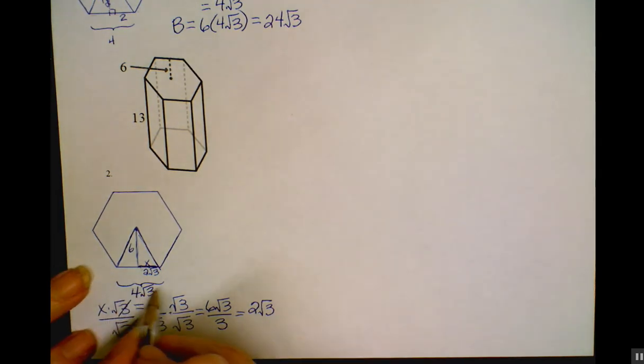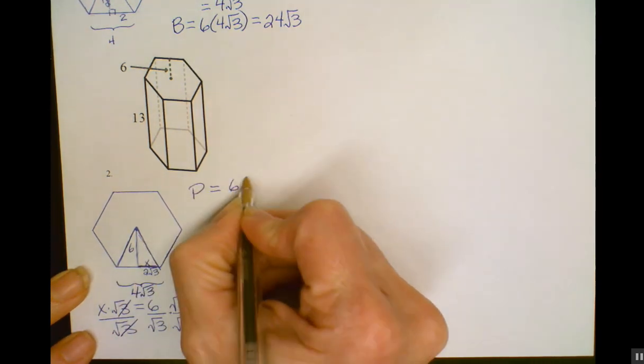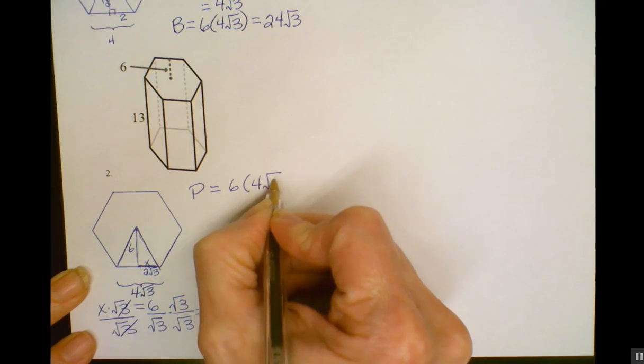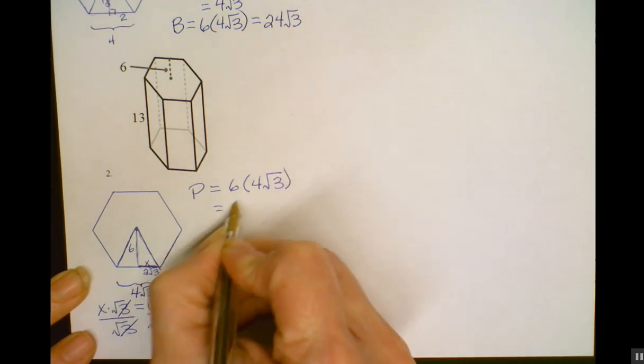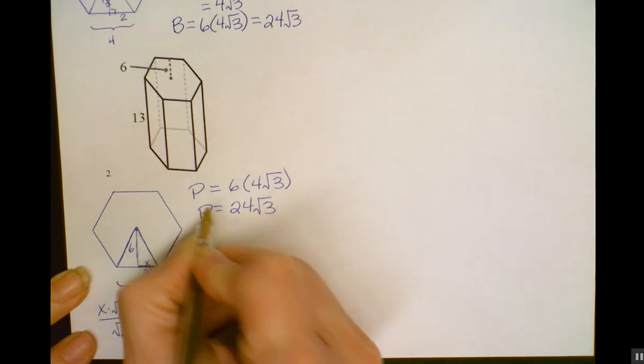All right, so with that in mind, the perimeter. The perimeter of the hexagon is 6 times the length of the side, 4 square root 3. In this case, 6 times 4 gives us 24 square root 3 for the perimeter of the base.